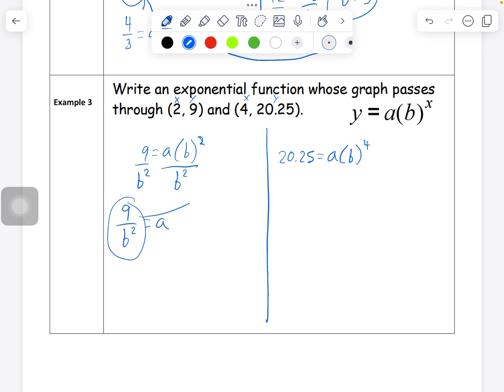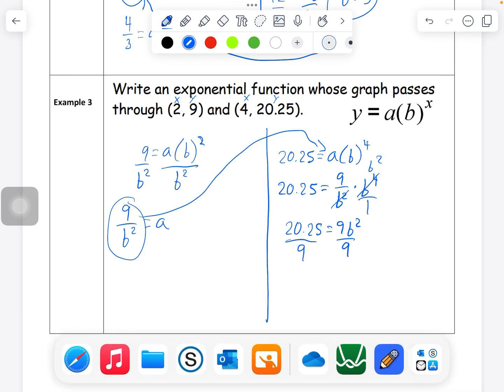We're going to take that and swing it over to the a value on this side. So 20.25 is equal to 9 over b squared times b to the fourth. Hopefully we remember what happened in the last one. We can reduce by 2 b's, so we'd be left with b squared. So 20.25 is equal to 9b squared. Now what I'm going to do is divide by 9.